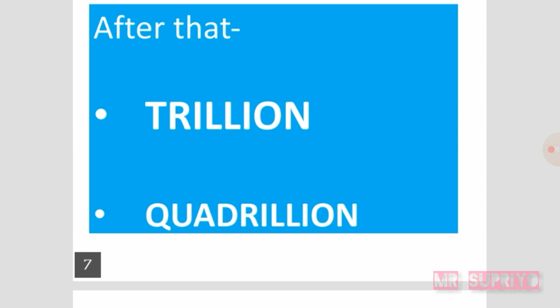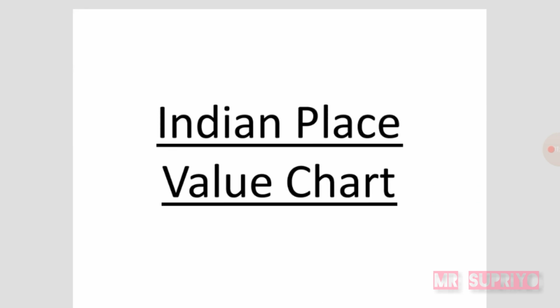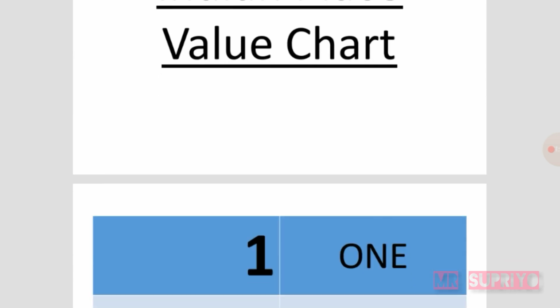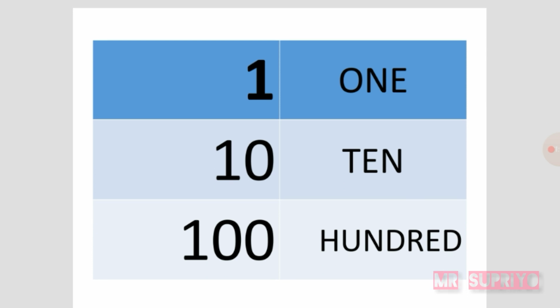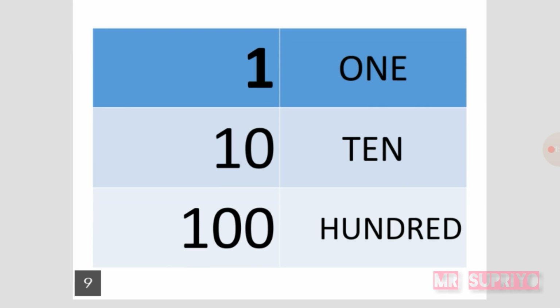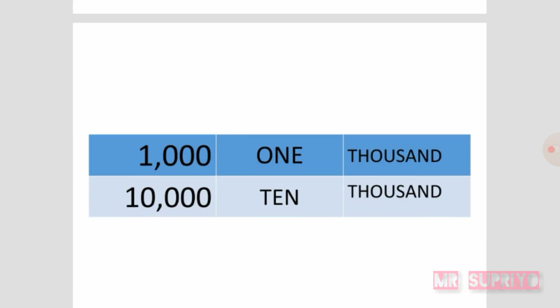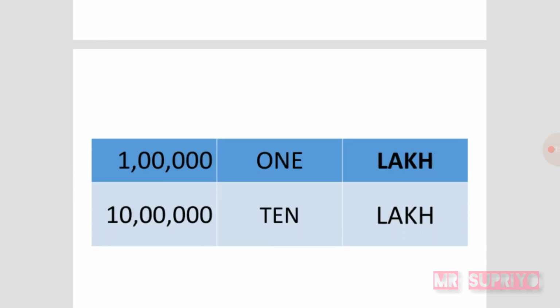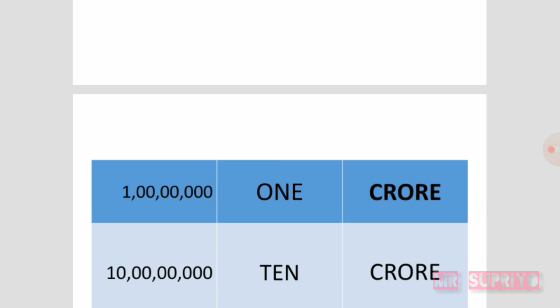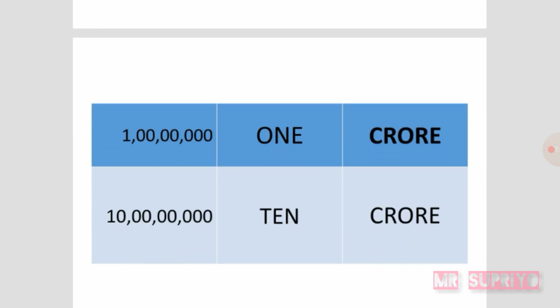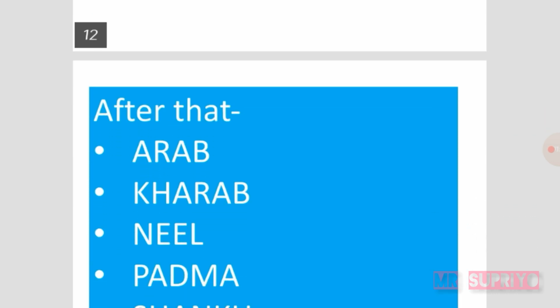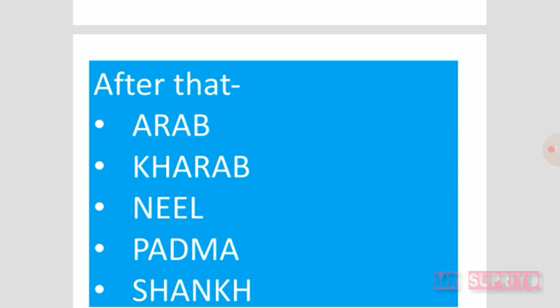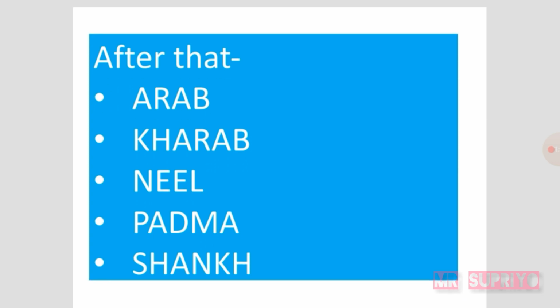Next, Indian place value chart. First 1, 10, 100. After that 1000, 10,000. After that 1 lakh, 10 lakh. After that 1 crore, 10 crore. And after that Arab, Kharab, Neel, Padma, Shankh.